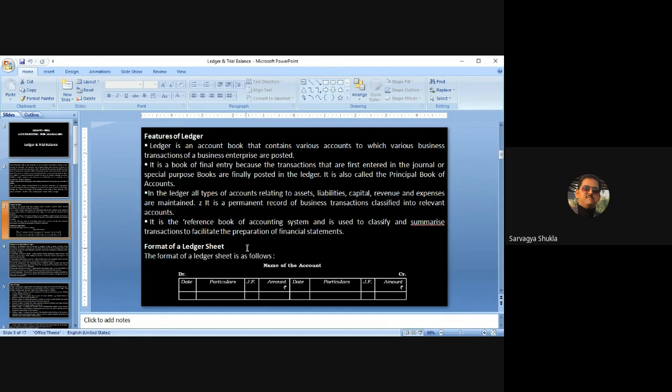Now comes to the format of the ledger. This is the format of ledger. Ledger has two sides. The left hand side is known as the debit side and the right hand side is known as the credit side. There are four columns on each side. First column is date, second column is particulars, third column is journal folio, and fourth column is amount. Similarly, the credit side has four columns: date, particulars, journal folio, and amount.